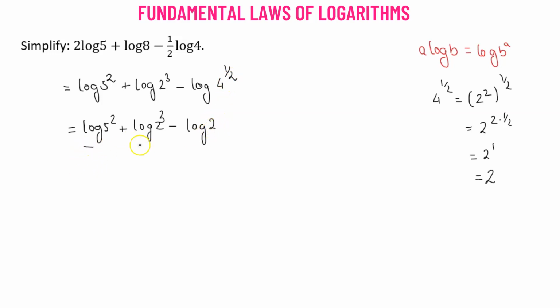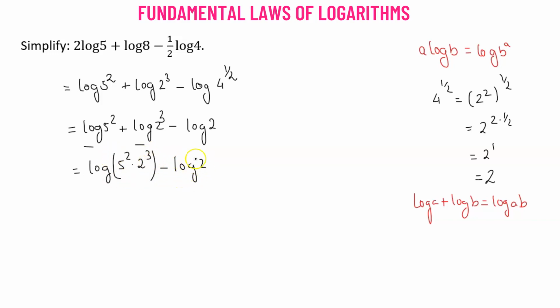Now what we'll do, we'll combine the first and the second term using our property that log of a plus log of b equals log of a times b. That gives us log of 5 squared times 2 cubed minus log of 2. Now we have two logarithms.